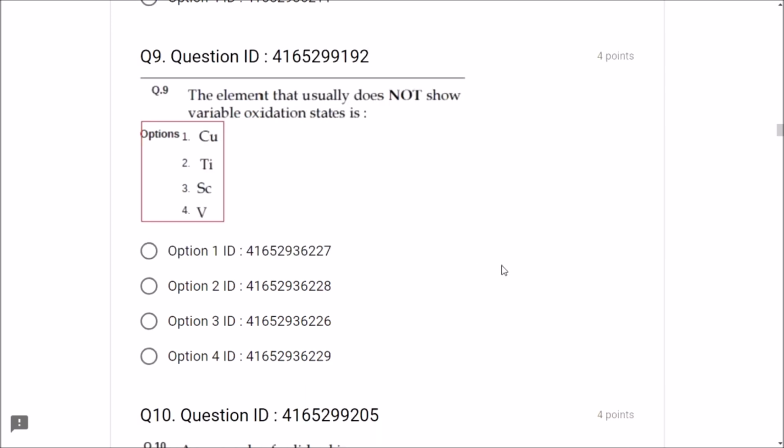Next, question number 9. The element that usually does not show variable oxidation states. Dear students, be careful while answering this type of question. It is asked which element does not show variable oxidation states. Copper, what are the oxidation states? Usually we see +1 and +2. Titanium, yes, it also has variable oxidation states. Vanadium, yes, it also has variable oxidation states, whereas scandium, yes, it will have only one oxidation state. So option number 3 is correct, students.